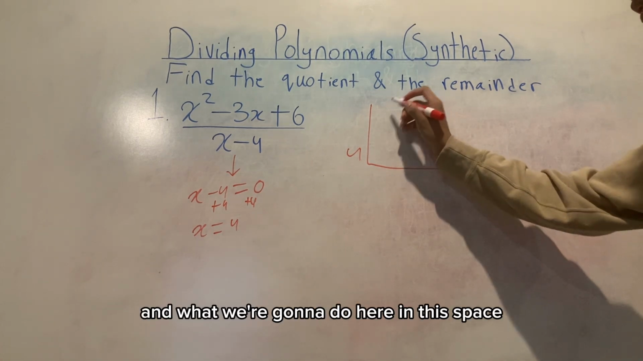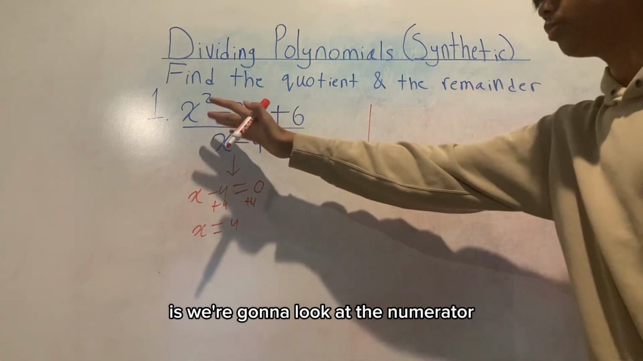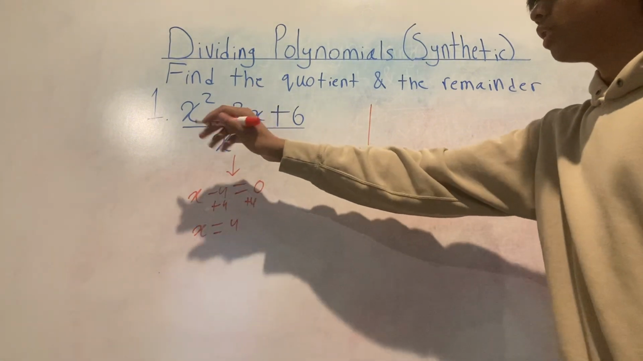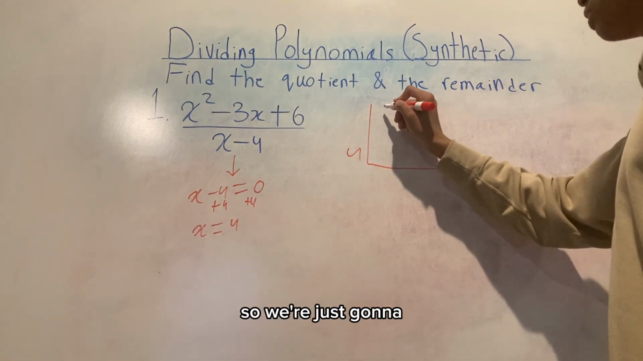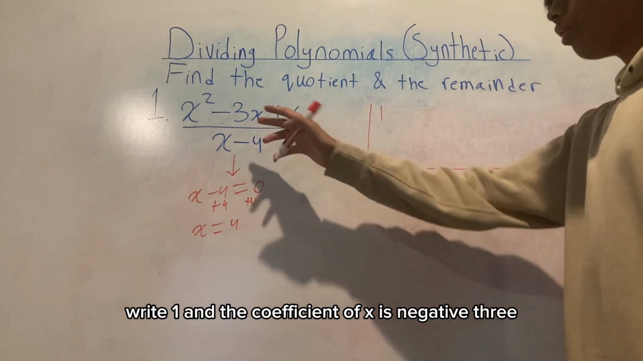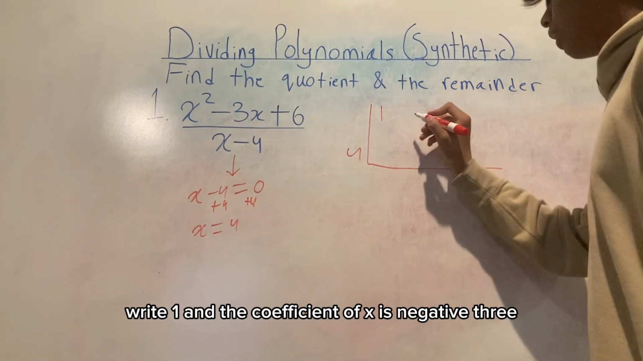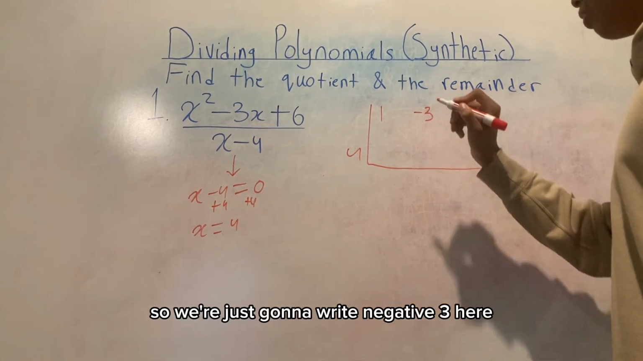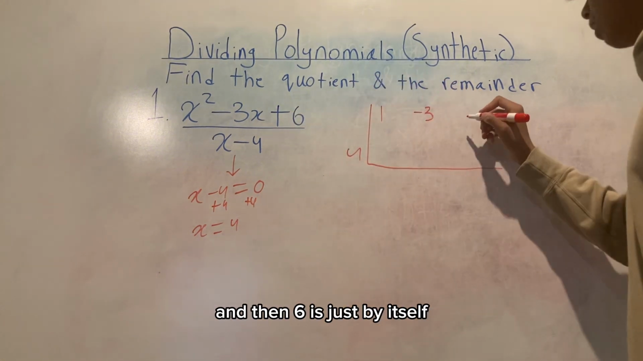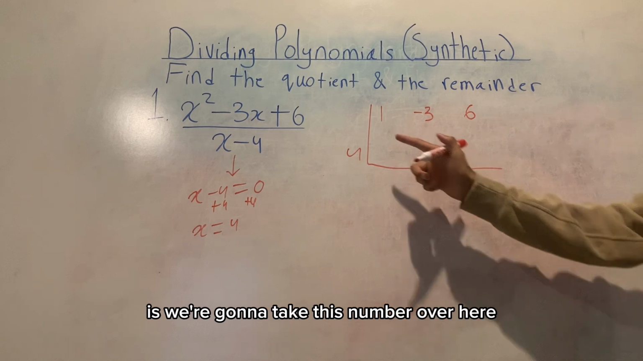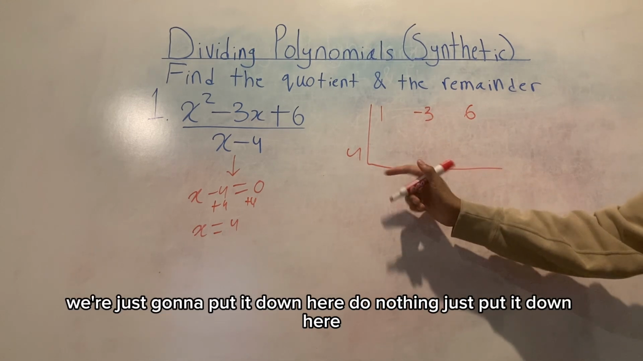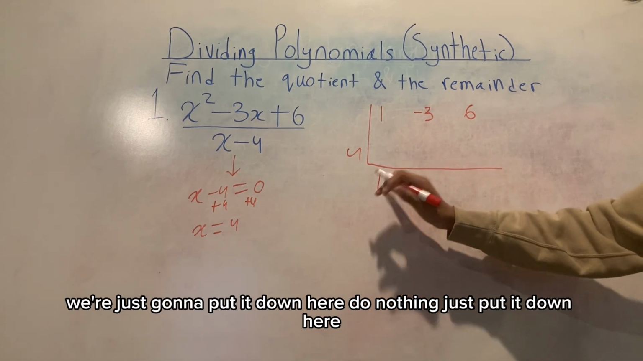And what we're going to do here in this space is look at the numerator and just take the coefficients. So the coefficient of x squared is 1 because there's nothing there. So we're just going to write 1. And then the coefficient of x is negative 3, so we're just going to write negative 3 here. And then 6 is just by itself, so we're just going to write 6. And now what we're going to do next is take this number over here and just put it down here. Do nothing, just put it down here.